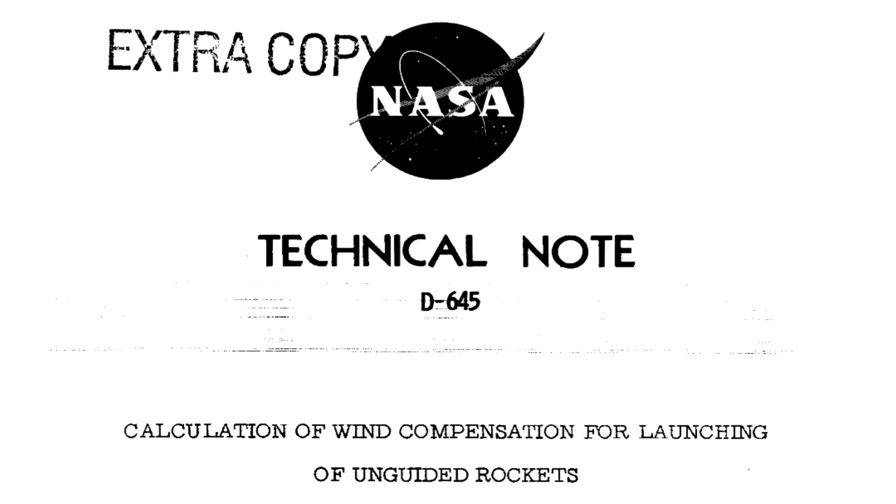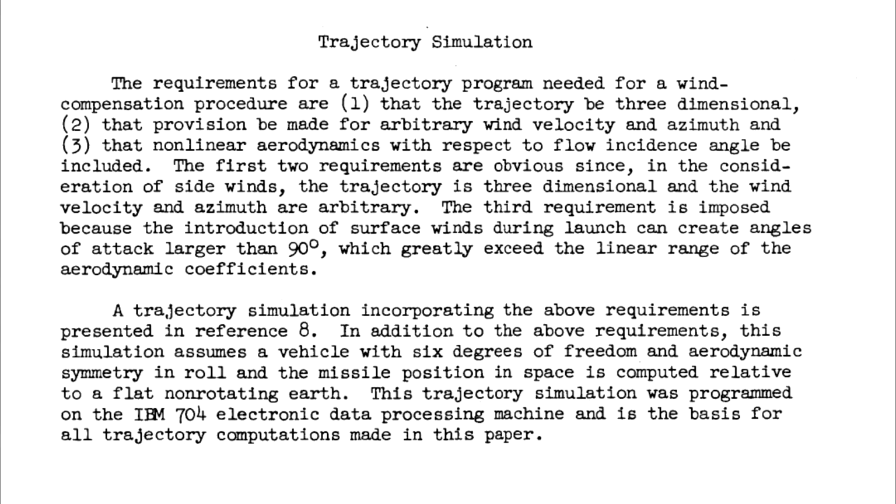1. In 1961, NASA released a report titled Calculation of Wind Compensation for Launching of Unguided Rockets, which described their attempt to find a method for calculating wind compensation for unguided missiles and rockets to find their targets. Page 8 of the report reads, "This simulation assumes a vehicle with 6 degrees of freedom and aerodynamic symmetry in roll, and the missile position in space is computed relative to a flat, non-rotating Earth."